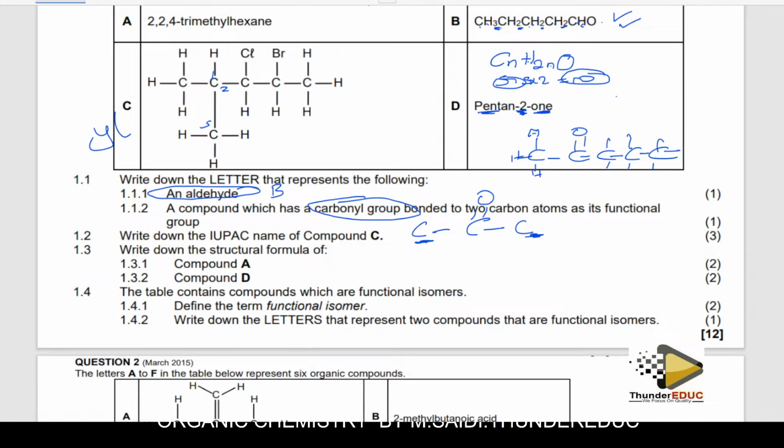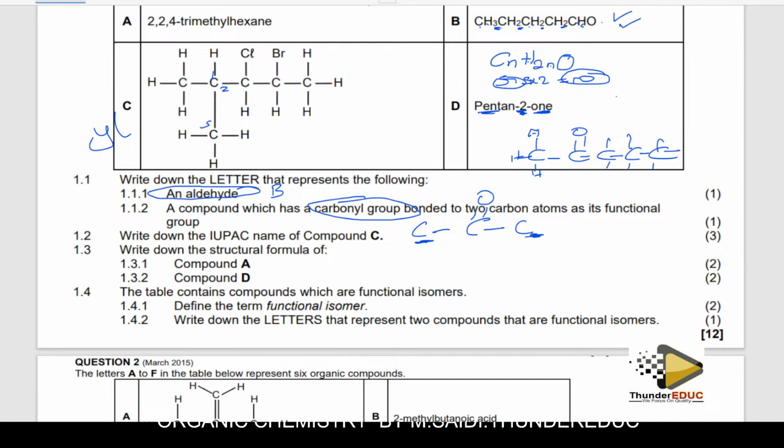Like if you look at the esters and the carboxylic acid, they have different functional groups. If you look at the ketones and the aldehydes, they also have different functional groups. So you cannot go to the paper without knowing what isomers are. Remember, we have what is called the chain isomer. It means the same molecular formula.